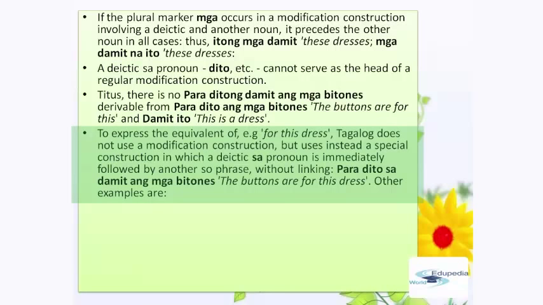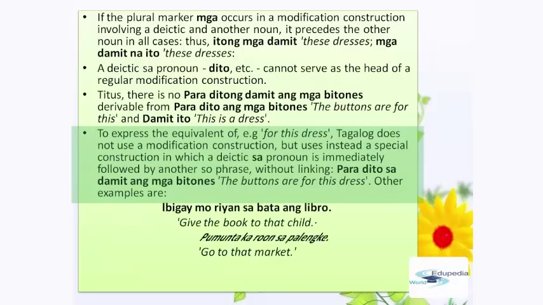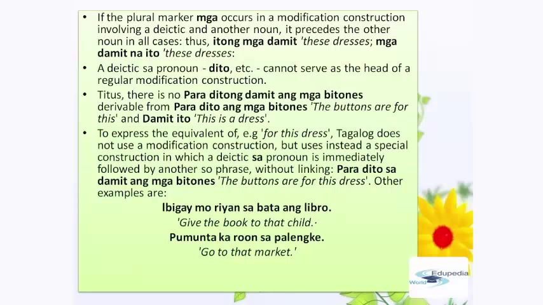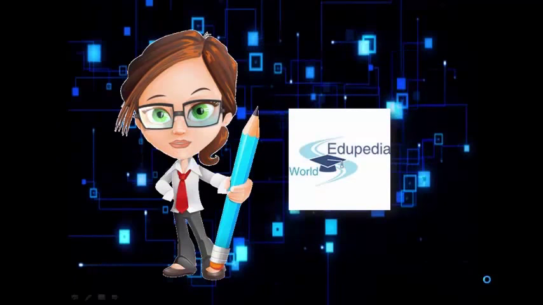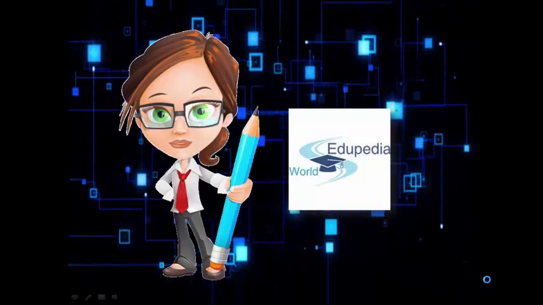Other examples we have here. Ibigay mo riyan sa bata ang libro. Give the book to that child. Pumunta ka roon sa palengke. Go to that market. So that is the first part of the modification construction.